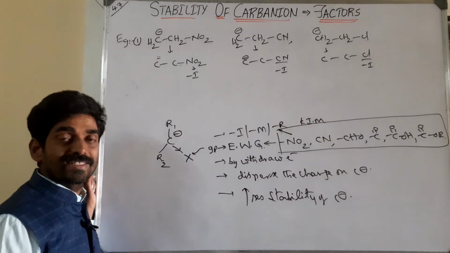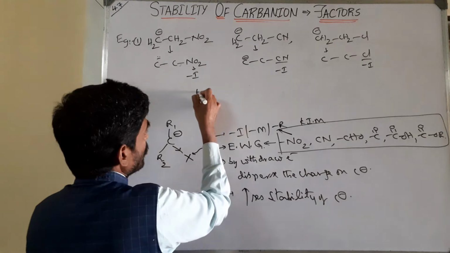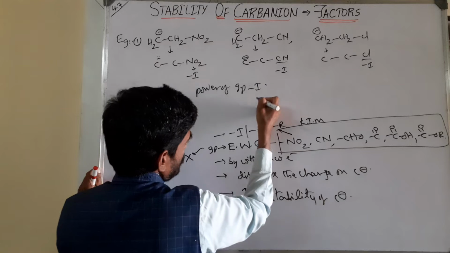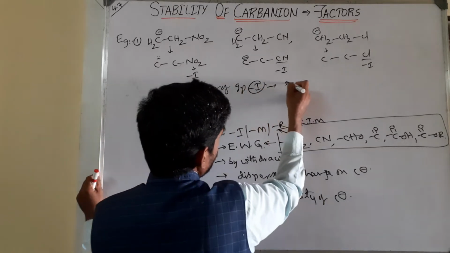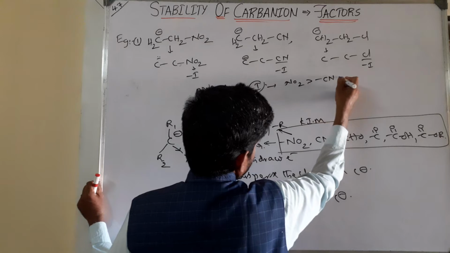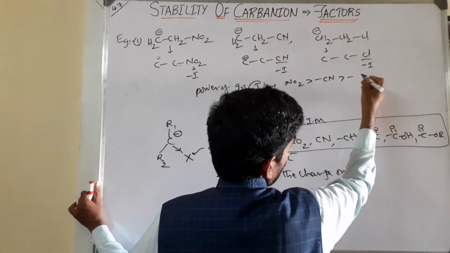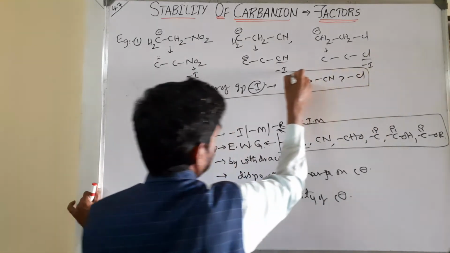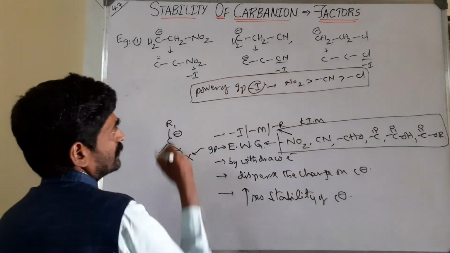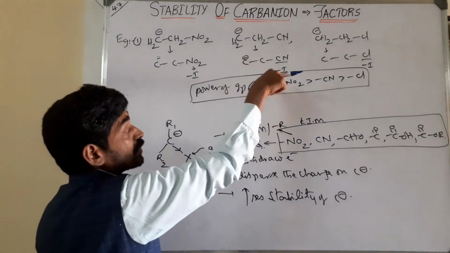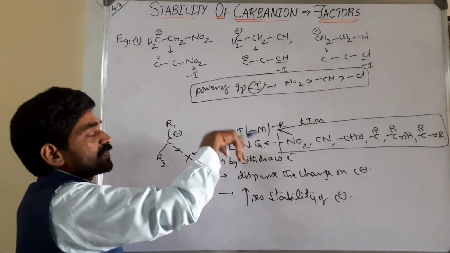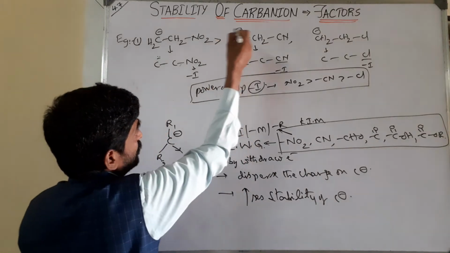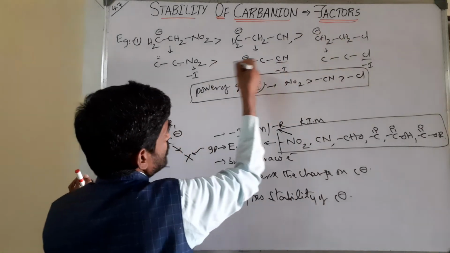Then which is stable depends on the power of the groups. The power of the groups, the power of minus I groups, plays an important role. The NO2 group is the most powerful, next the cyanide group, next the halogens, that is fluorine, chlorine, bromine, iodine. This is chlorine. So this I have to keep in mind, my dear students. Then the answer is: if the power of the group is greater, then charge dispersal is more, then the stability of the carbanion is also more. That's why it is more stable, next to this one, next to this one. Is it clear? Right.